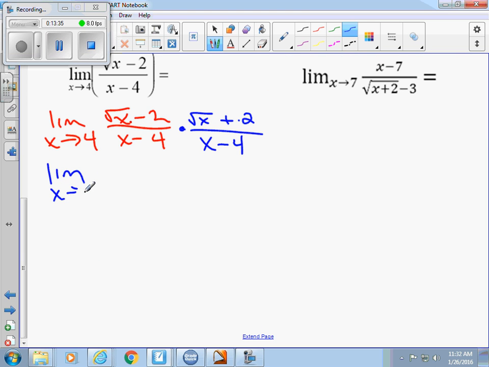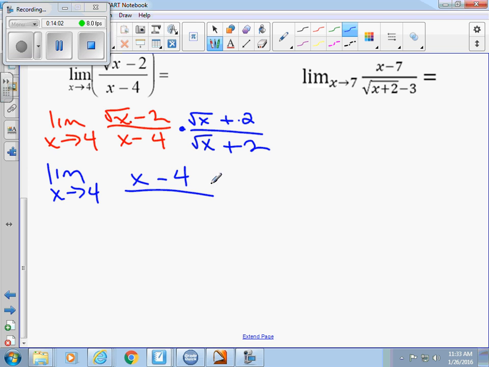What do you get on top when you multiply that? Hold on, I'm sorry. What should be down there? The same thing, square root of x plus 2, because that's the only thing you can do when you multiply a fraction by something. I need to quit talking and writing at the same time. On the top, what do I get when I multiply those out? x minus 4.